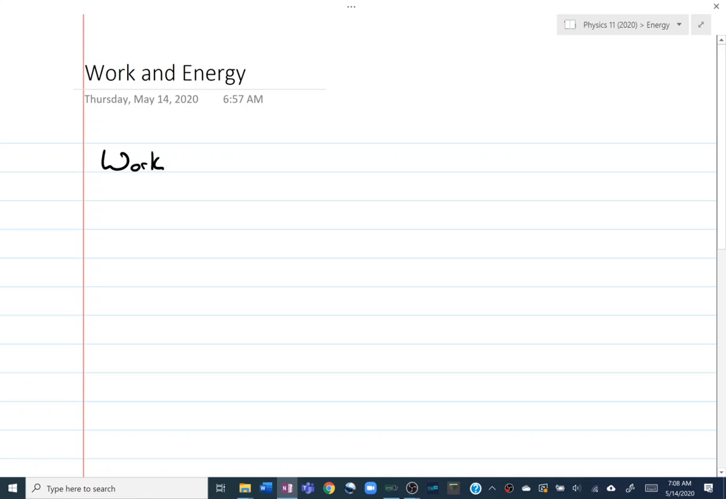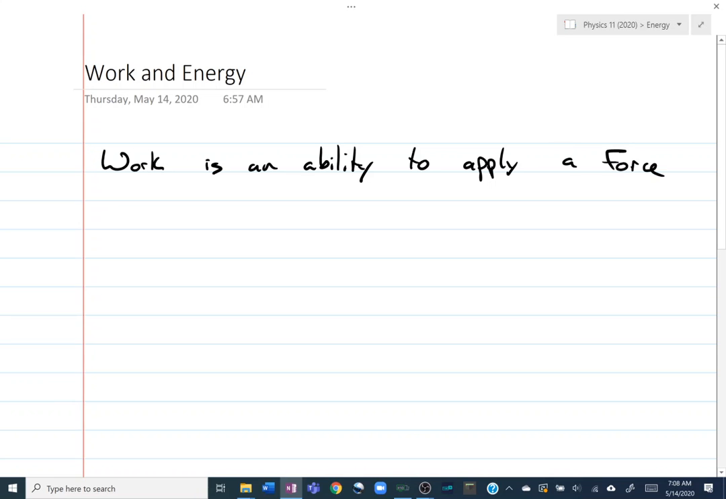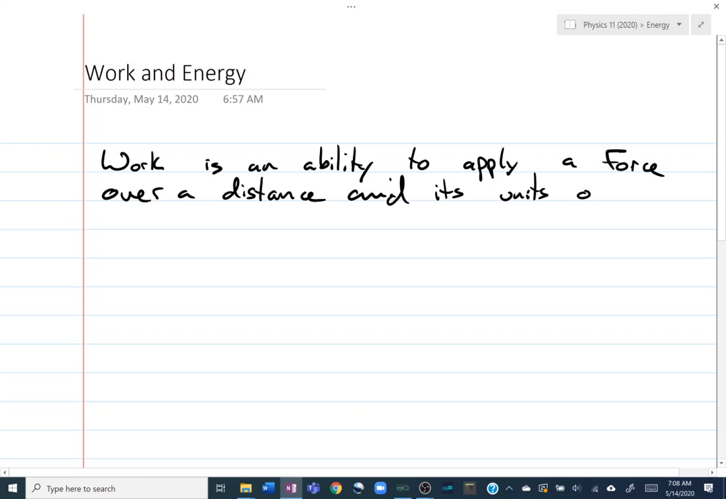So work is an ability to apply a force over a distance. And its units are joules. Well, I think I misspelled that. I think it's joules, which we just give a capital J.